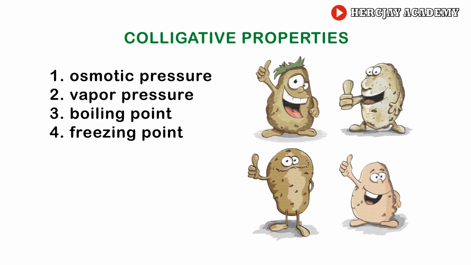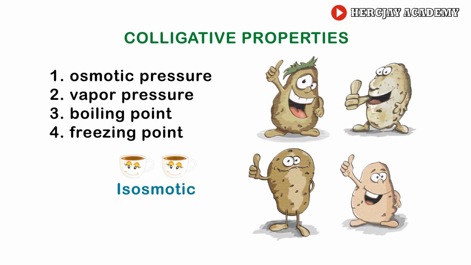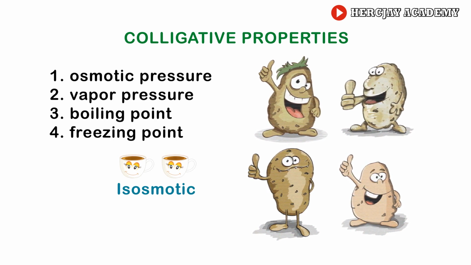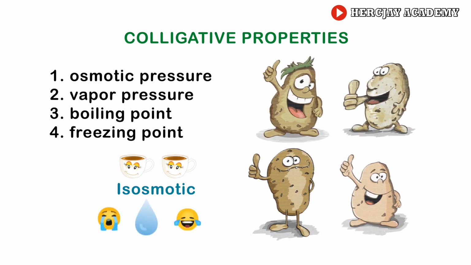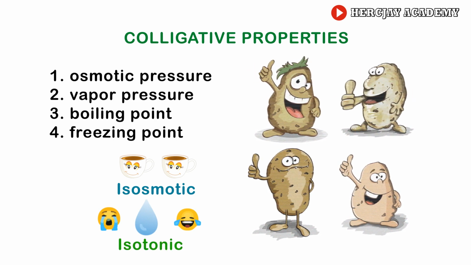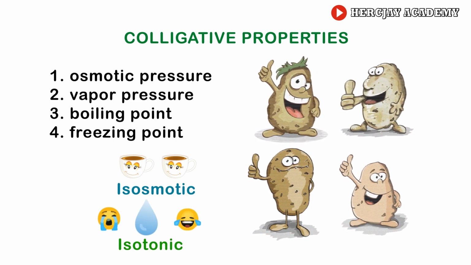Two solutions that have the same osmotic pressure are said to be isoosmotic. Now, if somehow you are able to prepare a solution that has the same osmotic pressure as a natural body fluid, like tears for example, that solution is said to be isotonic. If your solution has higher osmotic pressure than the body fluid, it is said to be hypertonic. If lower, it is said to be hypotonic.